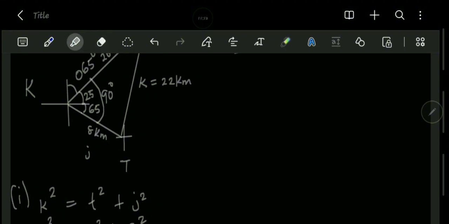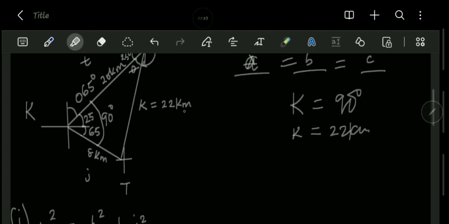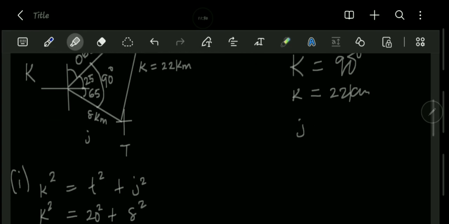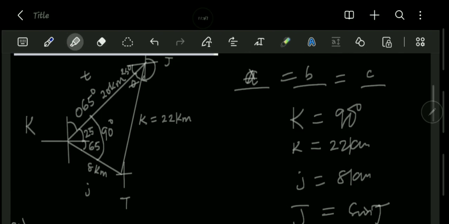So basically, I have capital letter K given as 90 degrees, and small letter k given as 22 kilometers. Then I want to use this k to look for this j, because this j is the angle I don't know. I already have small letter j as 8 kilometers, and my capital letter J is what I don't know. Let's say sine j is what I don't know.